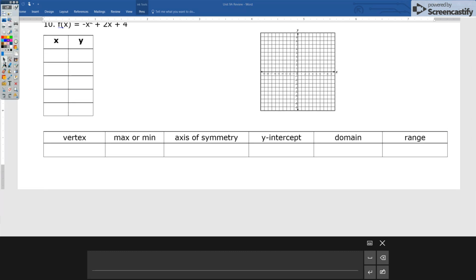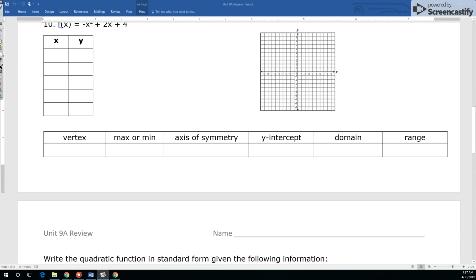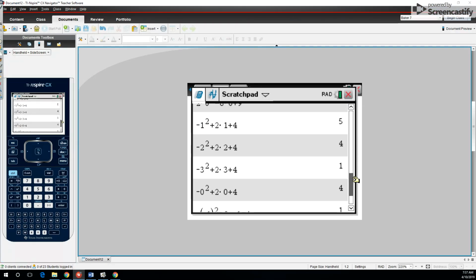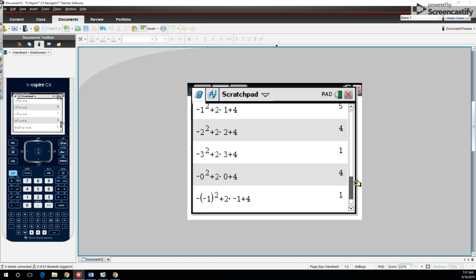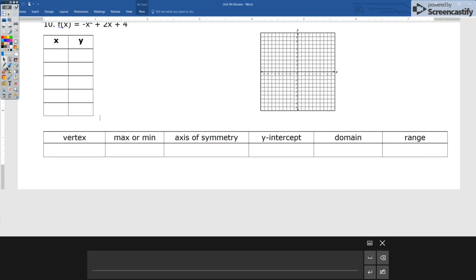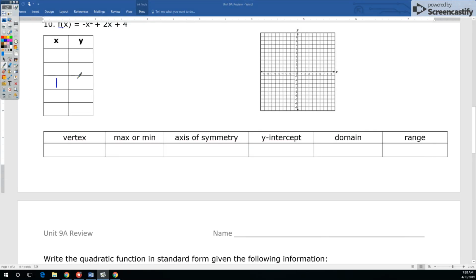Okay, so what was my vertex again? Let's look at my calculator. It was 1, 5, and then I had 4s and 1s. Okay, so I had 1, 5, and then this was 2, 4, 3, 1, 0, 4, -1, 1. Okay, so I was here, here, here, here. Oh my goodness. -1, 1. Okay. There, there.